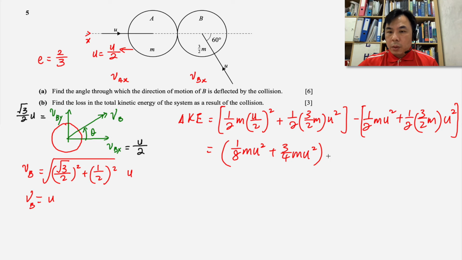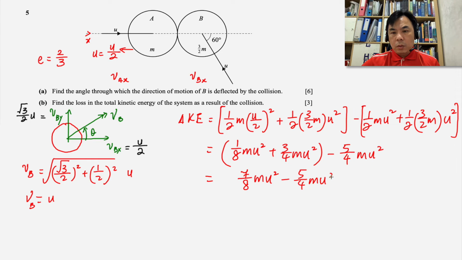Alright, let me see what we have here. We have 3/2, so this one's supposed to be another 2/5, so 5/4 mu squared. And then there will be 6/7, so 7 over 8 mu squared minus 5 over 4 mu squared. And then there will be, let me see, negative 3 over 8 mu squared. Therefore, we conclude that the loss in kinetic energy is equal to 3 over 8 mu squared.